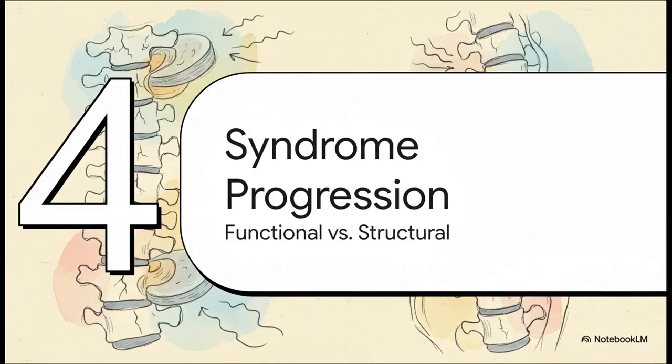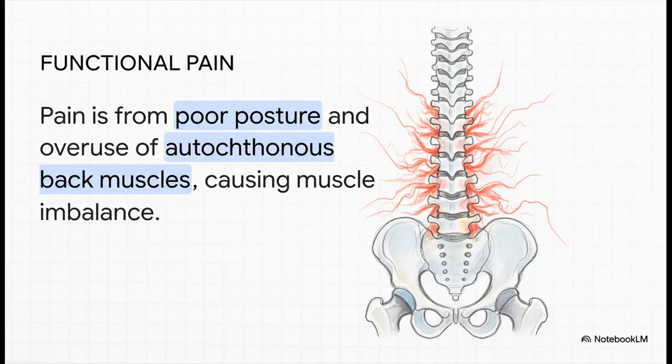Another really key concept here is that this syndrome isn't a one-and-done thing. It progresses over time. So let's talk about the difference between the early, functional stage and the later, structural stage. In the beginning, the problem is almost entirely functional. Here's a great way to think about it. It's a software problem, not a hardware problem. The pain is coming from things like muscle imbalances, bad posture, or just overworking those deep core back muscles, the autochthonous muscles. But here's the key. At this early stage, the actual structure of the spine, the hardware, is still perfectly fine.